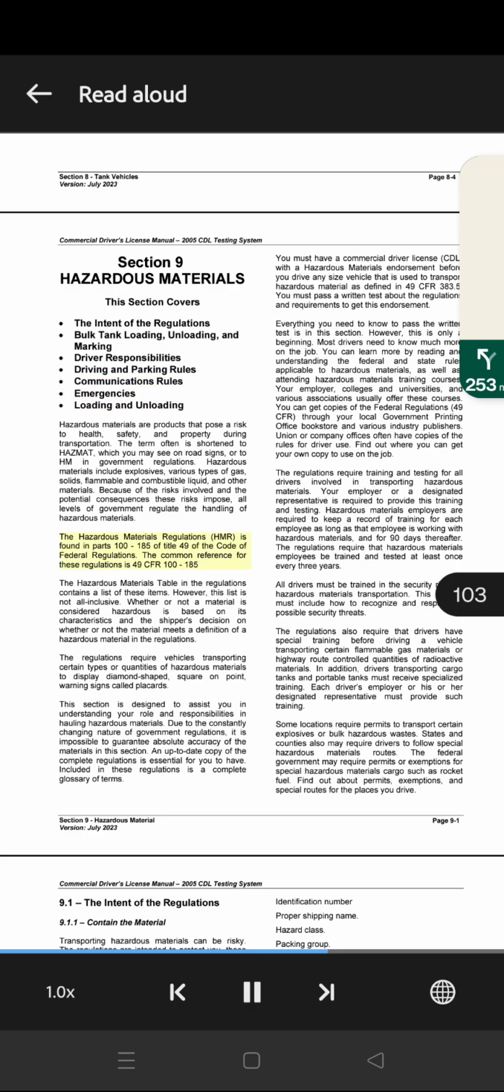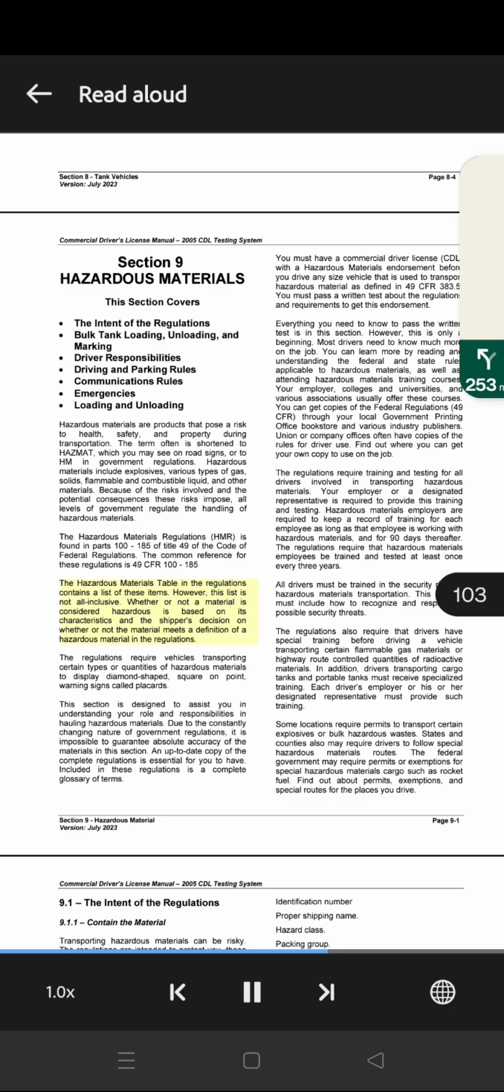The Hazardous Materials Regulations (HMR) is found in Parts 100 to 185 of Title 49 of the Code of Federal Regulations. The common reference for these regulations is 49 CFR 100 to 185. The hazardous materials table in the regulations contains a list of these items. However, this list is not all-inclusive.